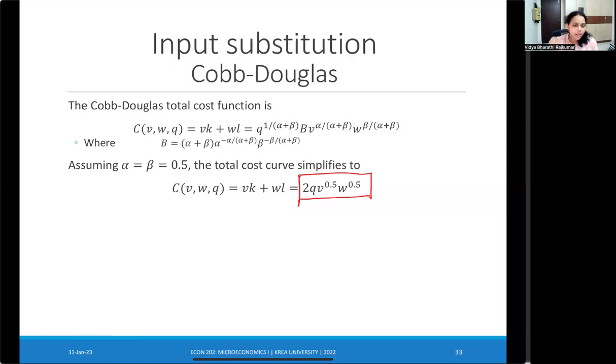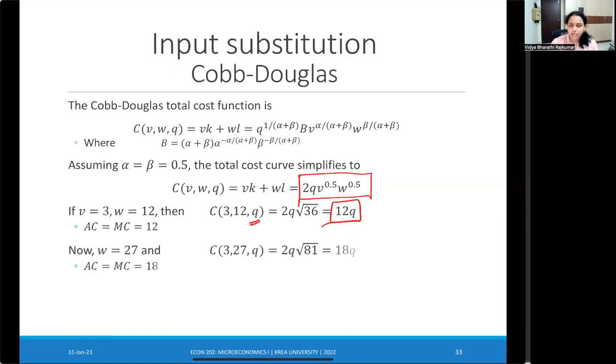Now, if we take some arbitrary values for V and W, for the prices of these two inputs, then the cost of producing Q units of output is actually just going to be, you just have to plug in the value of V equal to 3 and W equal to 12 into your cost function, and you get the answer 12Q. So for Q units of output, it's going to cost you 12Q. And this is a linear cost function. And so AC and MC will just be constants.